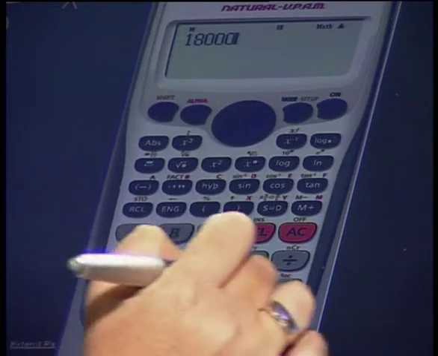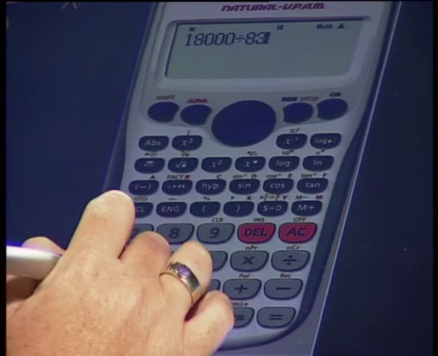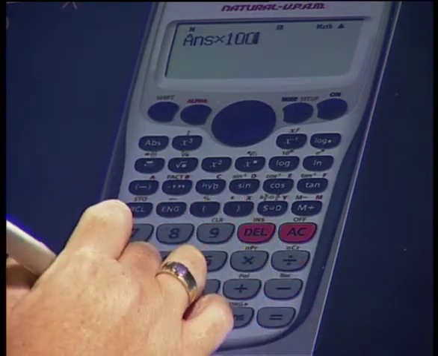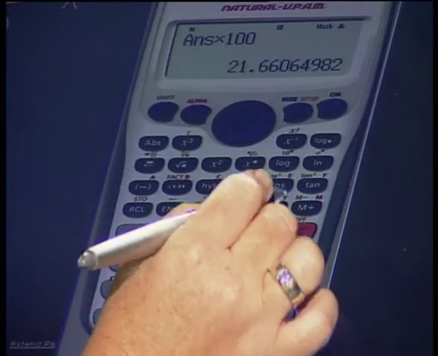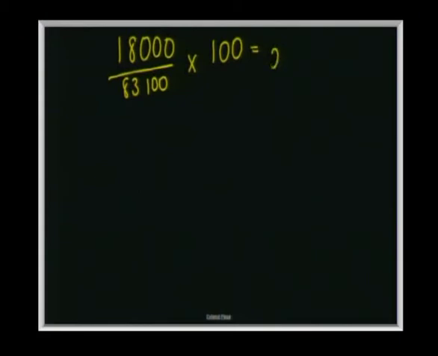18,000 divided by 83,100 and times that by 100, which gives us an answer of 21.66. And remember, that's a percentage. That's all we need to answer, so we can move on to the next one.